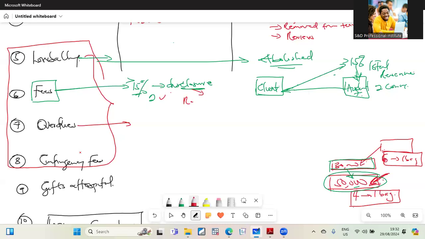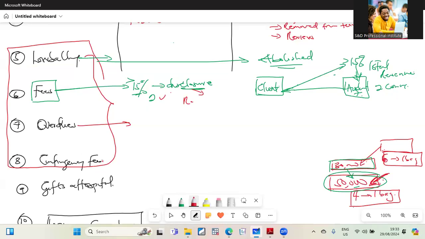You do not do any further work until you have collected your money, or you have agreed with the client a payment arrangement for the outstanding fee. Other than that, please, you don't do another job. So basically, that is the safeguard.